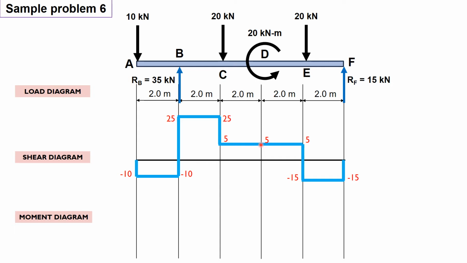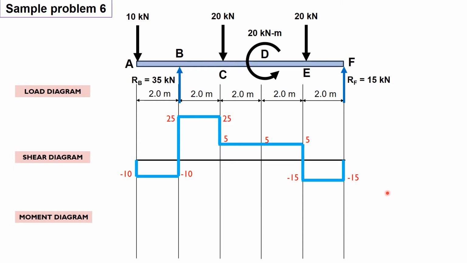Again, your 20 kilonewton meter is not yet included here because couple ito. So, wala itong shear diagram. From D to E, no load, so horizontal ang shear. So, maintain mo dito na 5. Pagdating mo sa E, merong 20 downward. So, 5 minus 20 will give us negative 15. So, between E and F, no load, so horizontal. And then, negative 15 plus 15 will give you 0, or it will close your shear diagram.